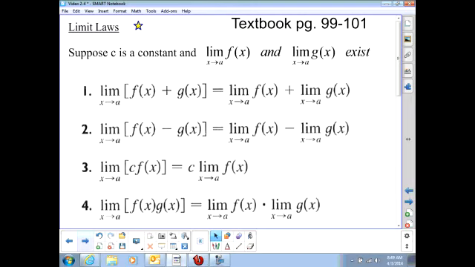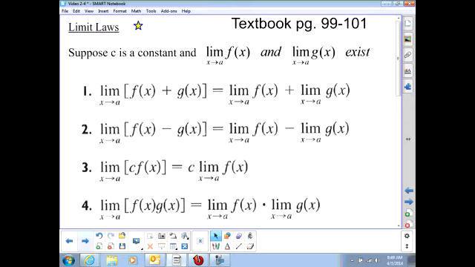Here are a bunch of limit laws. You can either pause and copy them down, or they're also on textbook pages 99 to 101. All of these laws rely on the fact that the limits of f of x and g of x need to exist. If one of those limits does not exist, then these laws do not apply. The first one is what we just saw, our addition one, and the same would apply for subtraction in number 2.